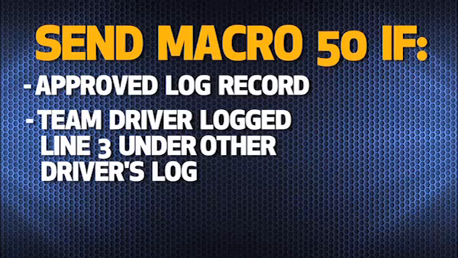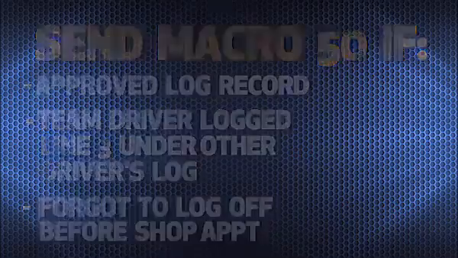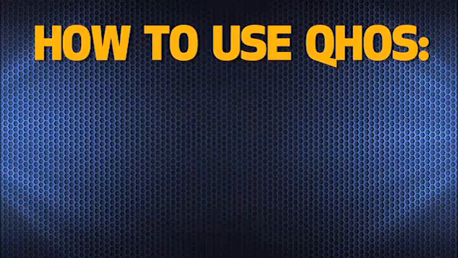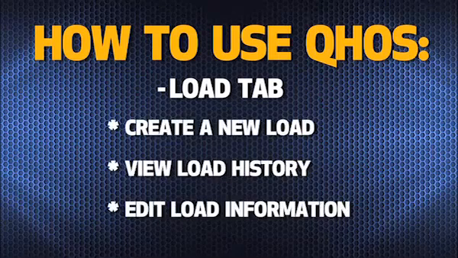Another example of when you'll need to send a macro 50 is if you forget to log off the MCP 200 when you take your truck to the shop and the shop performs a test drive of the vehicle. The final function of the QHOS system is the Load tab. The Load tab attaches the trip number or numbers to your daily log records. Under this tab, you can create a new load, view your load history, or edit load information.